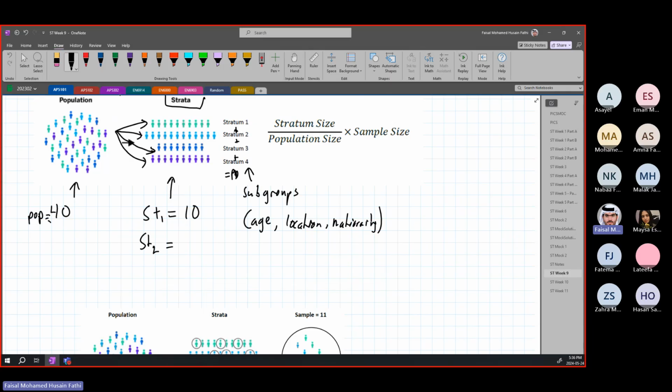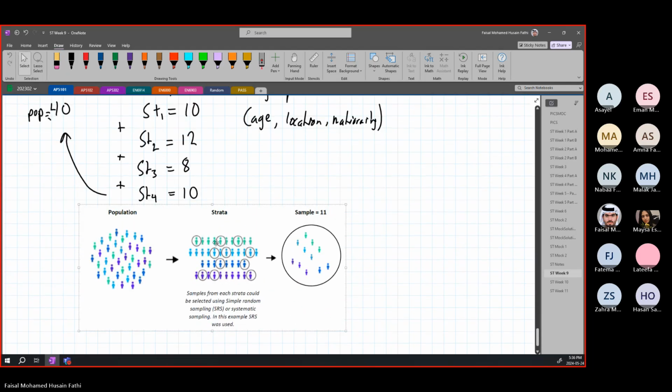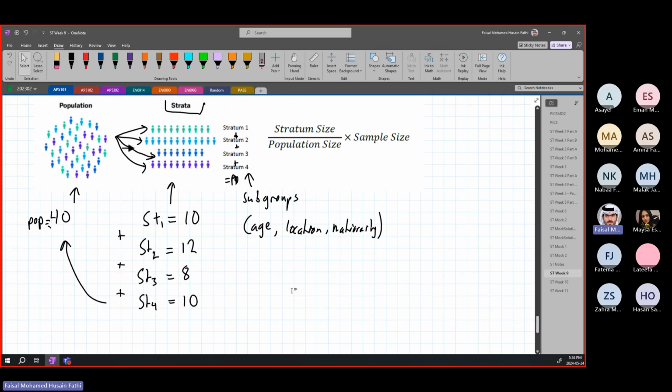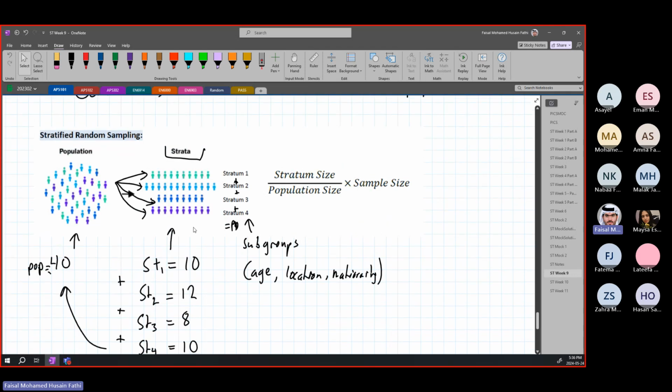ST2, we have 12. ST3, we have 8. And then ST4, we have 10 again. If you add up all these numbers, they're going to give you 40. Okay? So now, how do we use this method to find our sample size or our sample data?